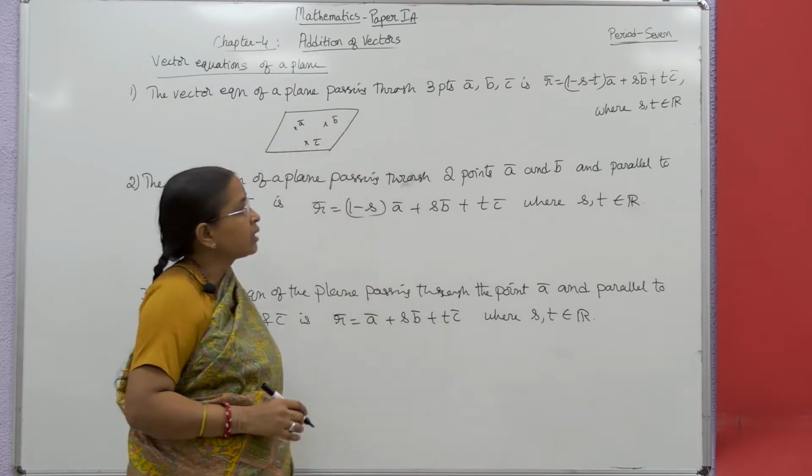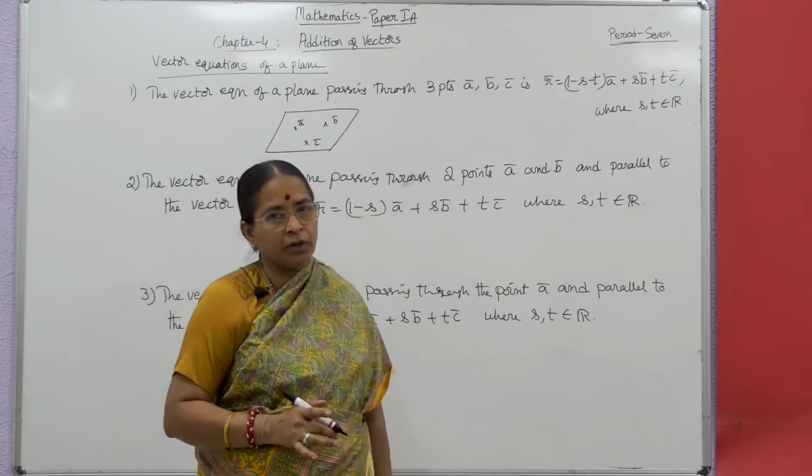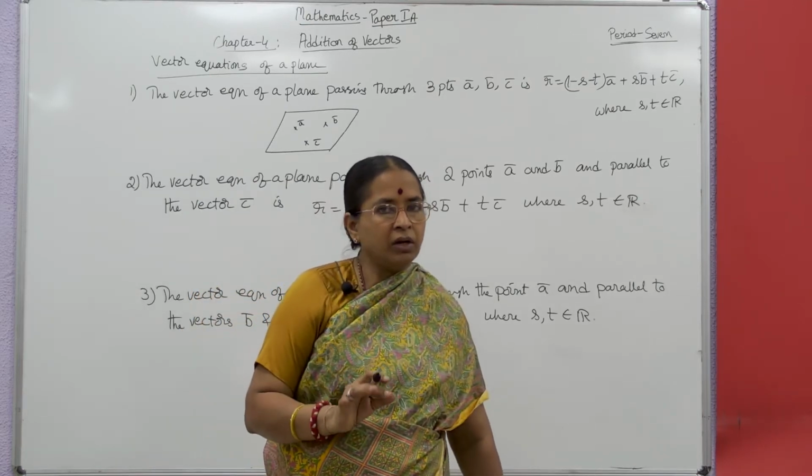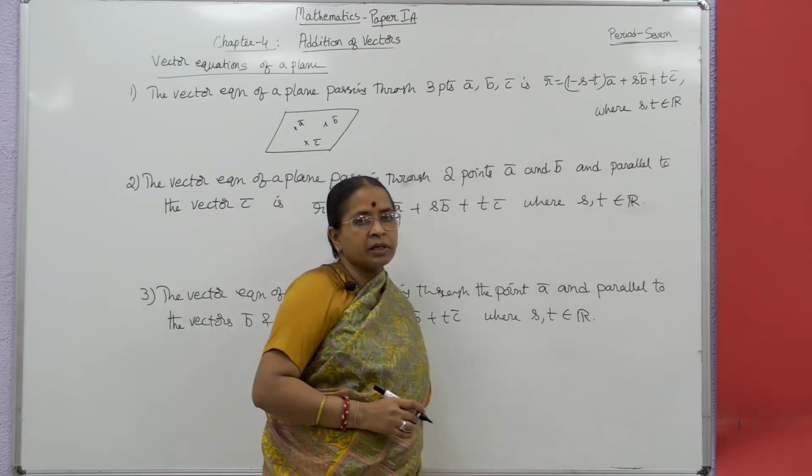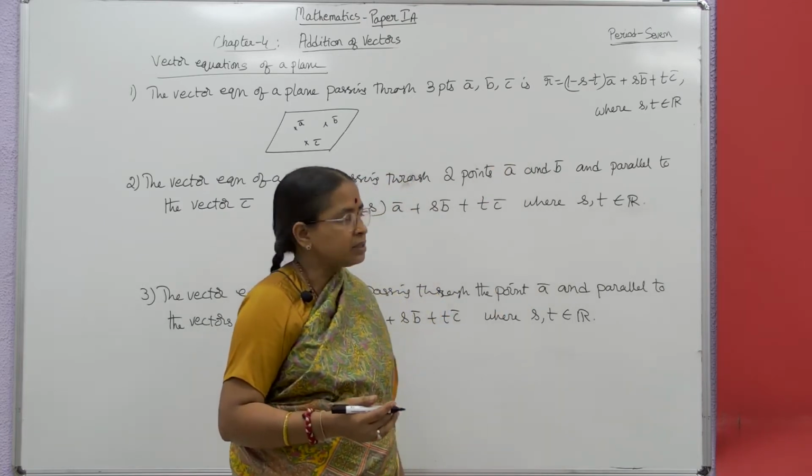That r is very important. If you don't write that r, you will not be given the mark. So r = (1 − s − t)a + sb + tc.